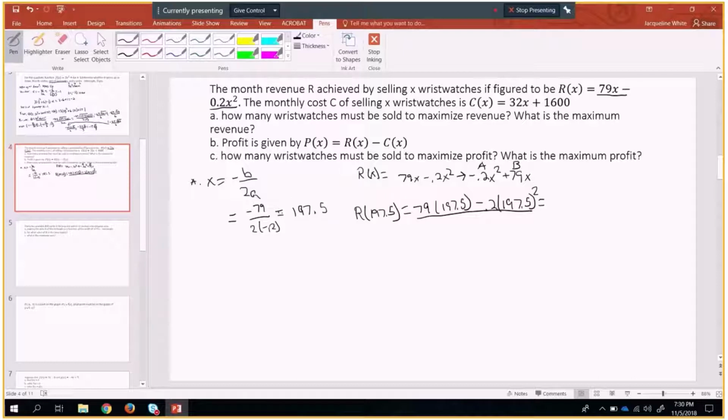Second question. Profit is given by P of x is equal to R of x minus C of x, right? So the question is just to find what the profit function is. So we have P of x is equal to R of x minus C of x, which is equal to, plugging in all the formulas, 79x minus 0.2x squared minus, don't forget those parentheses, 32x plus 1600. All right. And we have to simplify that further. So we do 79x minus 32x. That's going to give us 47x. We still have that minus 0.2x squared out in the front. And then we have a minus 1600.